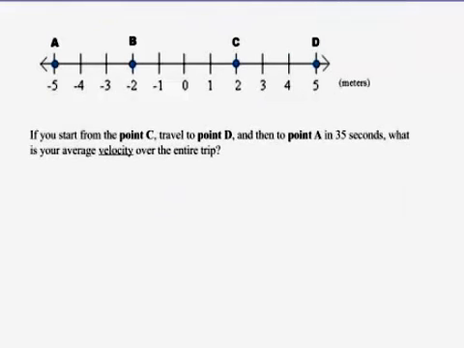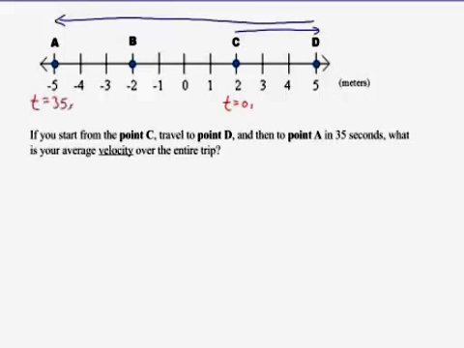In this next example, we have the same number line, but we have an object moving between different points. So this time, it's moving from C to D, and then it's moving from D back to point A. And it says that this takes 35 seconds. So again, that means that when it starts at point C, the stopwatch reads 0 seconds. And in the end, when it reaches point A, the stopwatch is going to read 35 seconds.